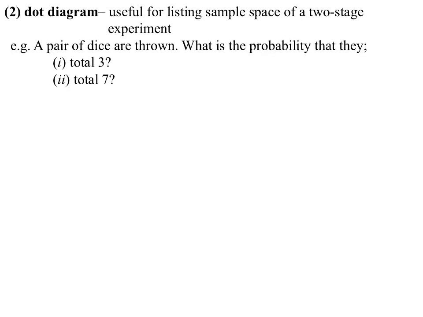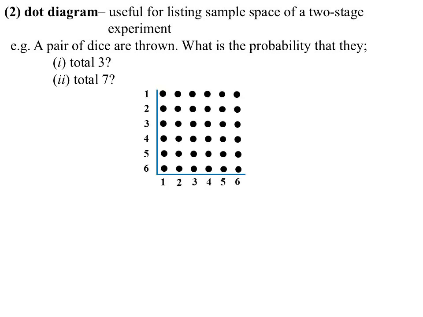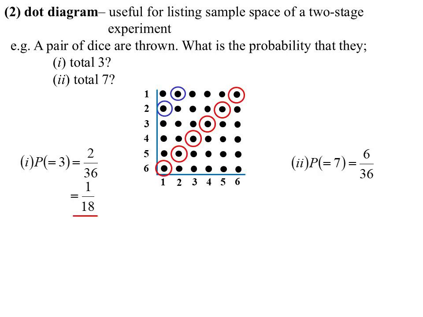Dot diagram, it's another way of doing it. Roll 2 dice, what's the probability they total 3, or total 7? What's a dot diagram? That's a dot diagram. Look, lots of dots. It's just a different way of listing them all, but rather than having to write down 1,1, 1,2, 1,3, we just put a dot there. It gives us something we can count. So total 3, well there's 2 of them out of 36, 1 in 18. Total 7, all the ones there, 6 out of 36, 1 in 6.